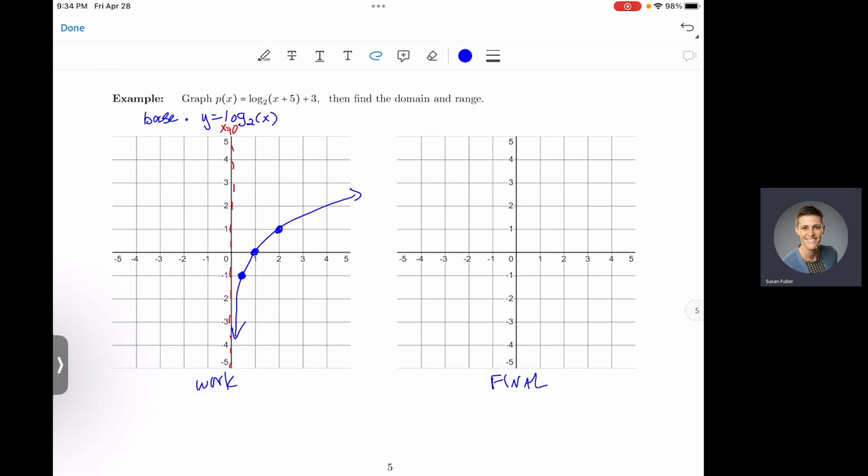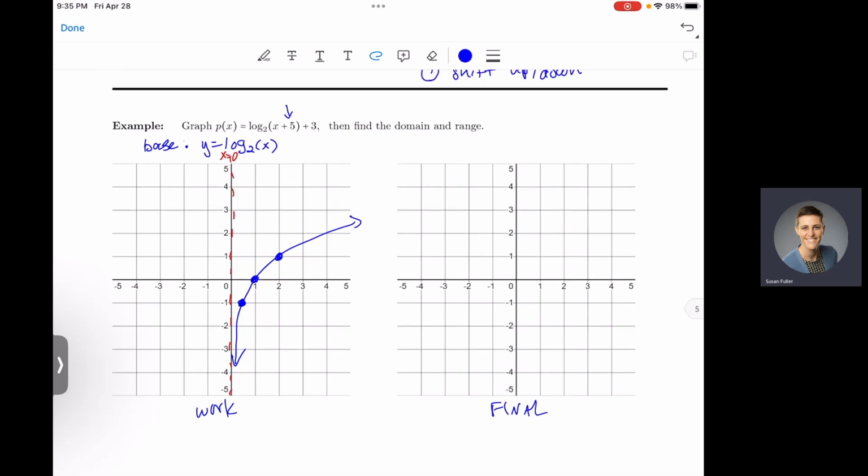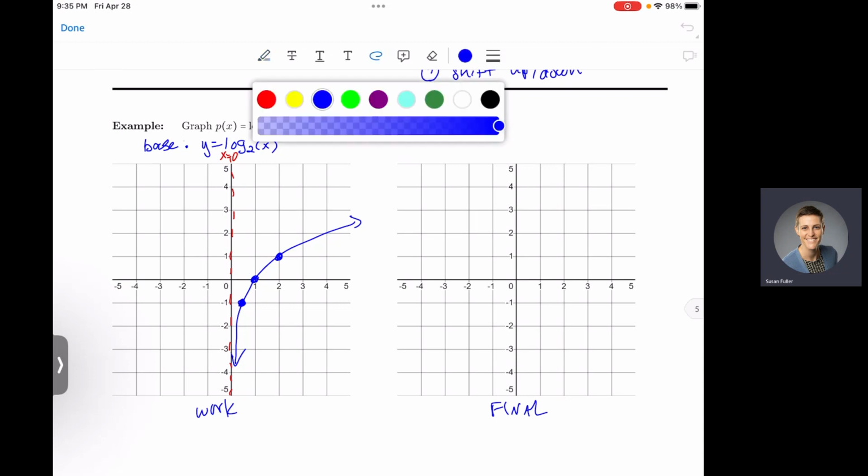Okay, and then what transformations do we have to do here? So this plus 5 in here, that's going to cause a transformation. What does that do? Yep, we're adding inside with x. That's going to go left and right. That's going to go the opposite way you think it is. So that is going to shift us to the left by 5 units. And then this plus 3 out here, what's that going to do? Yes, it's going to shift us up 3 units.